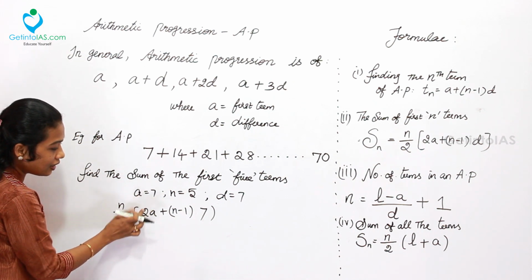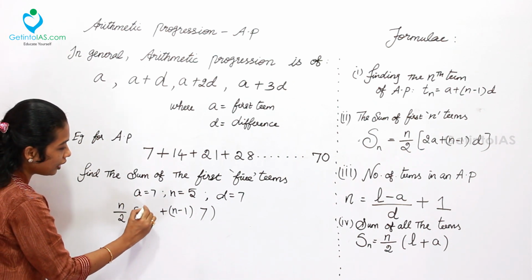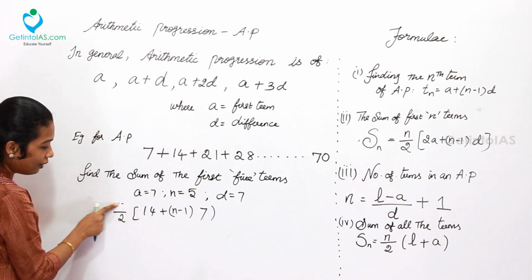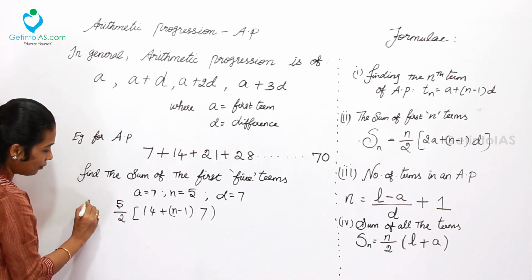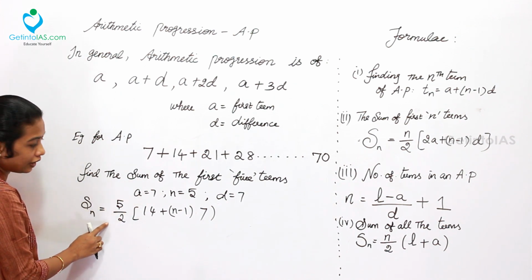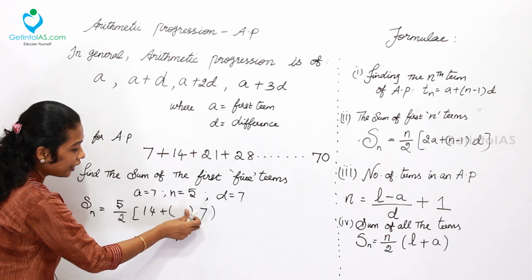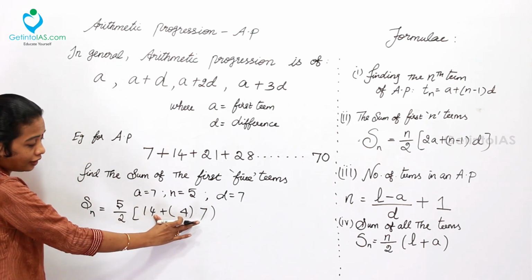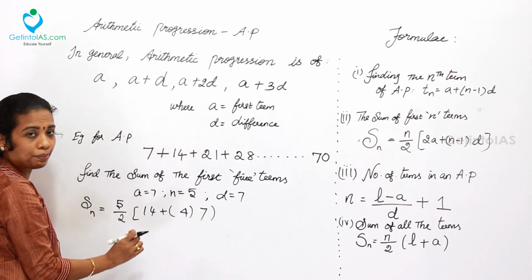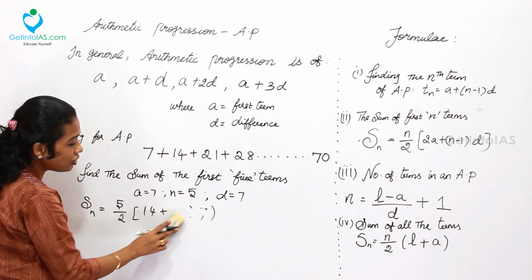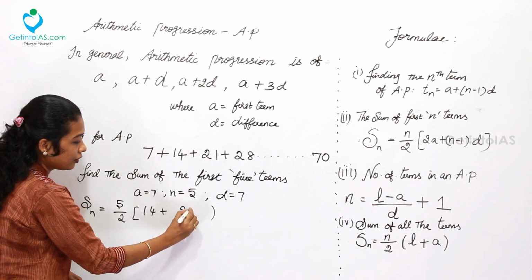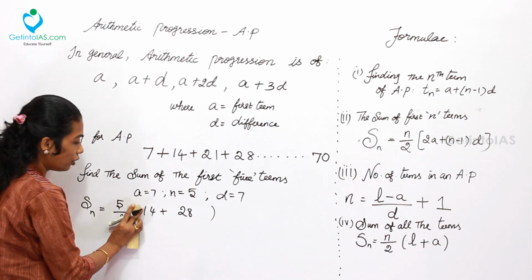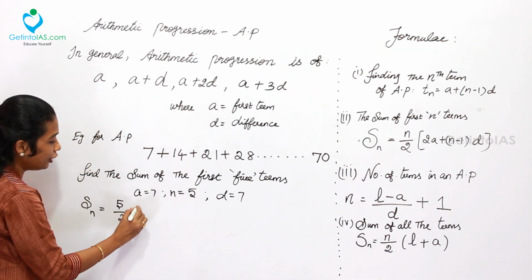What is a? a is 7, 2a is 14, so simply take 14. n is 5 here, so everywhere I can make it 5. This is the summation of n, right? So 5 minus 1 is 4, directly you can take 4. Whenever you come across multiplication with addition kinds of questions, first solve the multiplication part. So 4 into 7 is 28. Now you can add up: 28 plus 14 is 42. So here the result is 42.